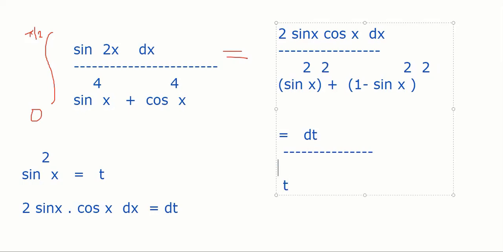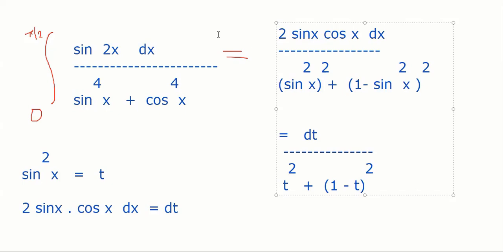So this becomes t square plus 1 minus... It's like this, guys, right? No confusion for anyone. 1 minus sin square x, so 1 minus t whole square. Is it okay till here?